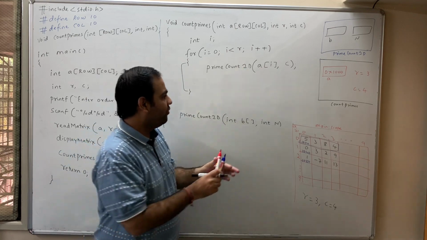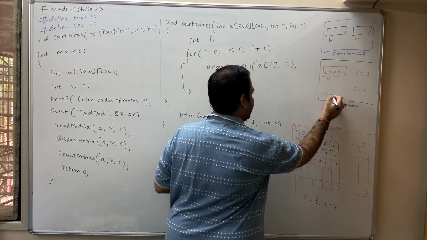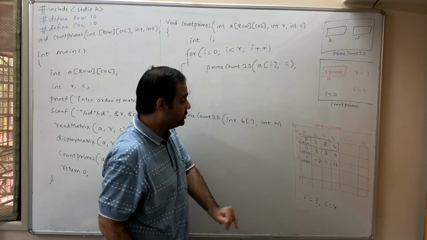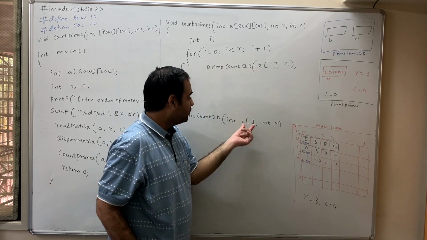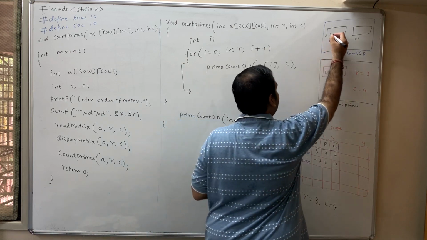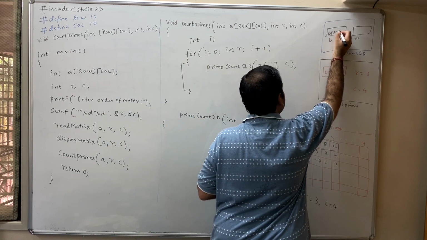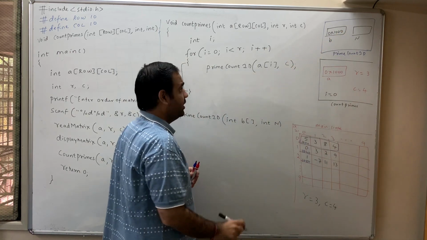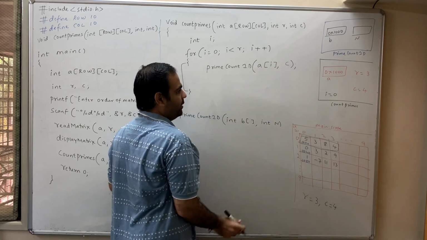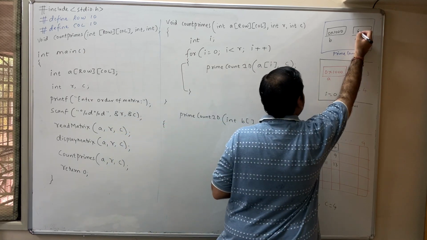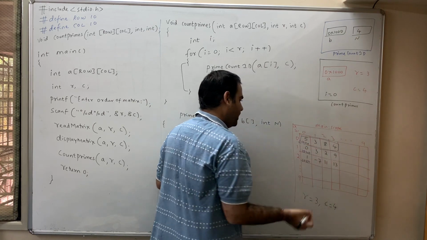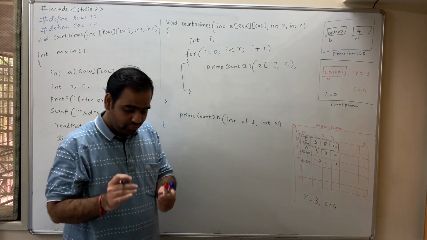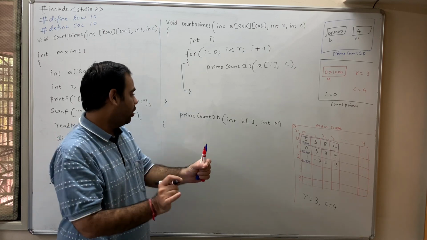Now what is the value of I in countPrimes? The value of I in countPrimes is 0. Now, what is A of 0? It is 1000. 1000 will be copied to B. Therefore this is 1000, which is a one-dimensional array. Again I am saying, C will be copied to n. Now what is the value of C? It is 4. That means at address 1000 there are 4 array elements. Please access those and check if those numbers are prime or not prime.